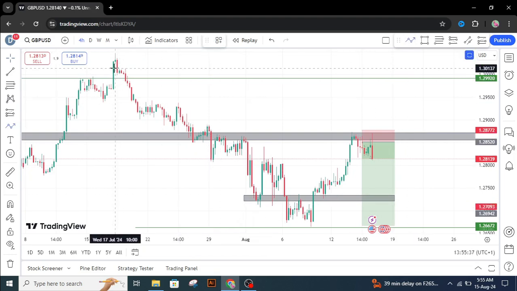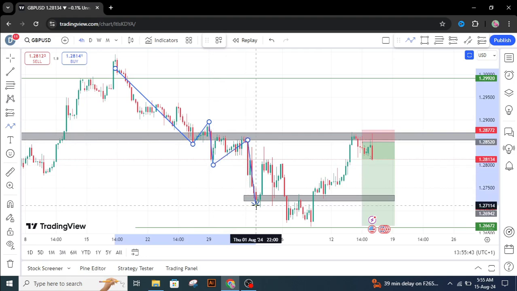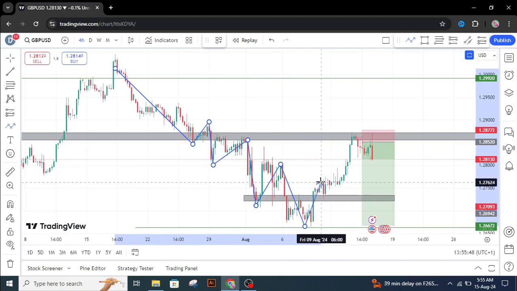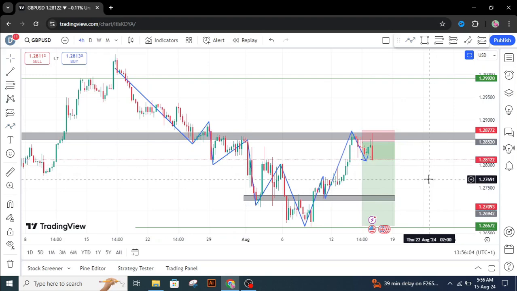You will see the market has been making some kind of lower low, lower high, lower low, lower high, lower low, lower high, then lower low, lower high. I will say higher high, then higher low here before this higher high again. And now we are getting another higher low. We don't know where the market might go.